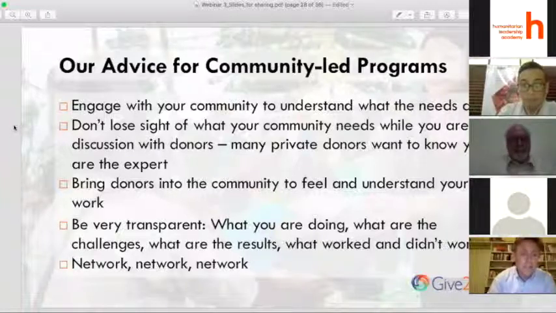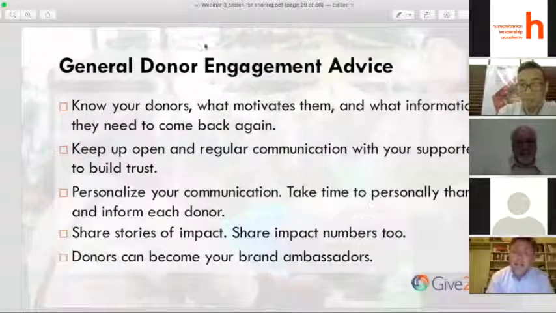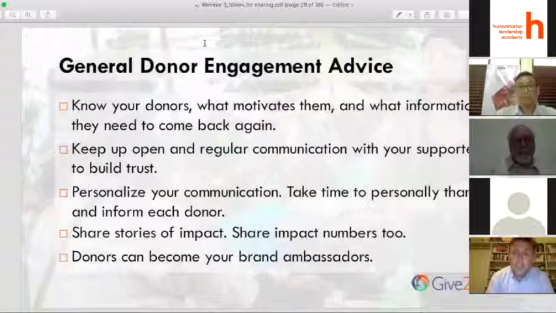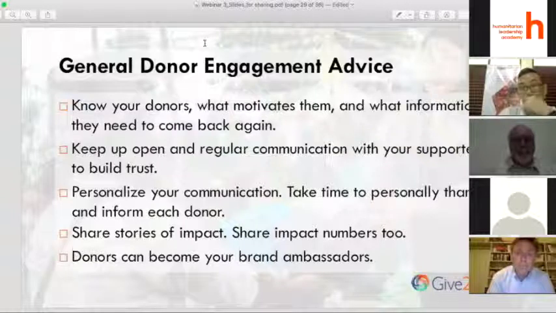I'm going to quickly touch on general donor engagement advice. Understand what motivates them. Again, as I mentioned with corporations, understand what they give to, but also understand what information they want and how to steward them so that they will come back again and again. Keep regular and open communication with your supporters.